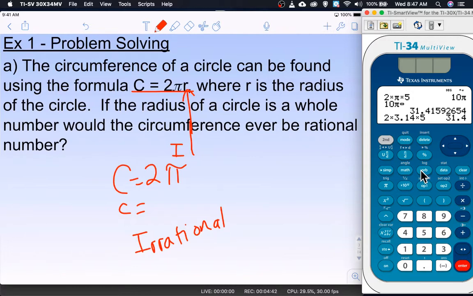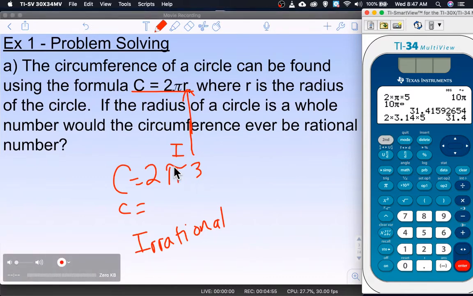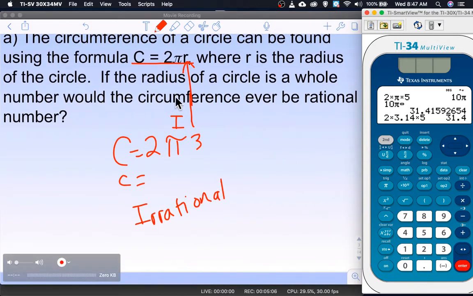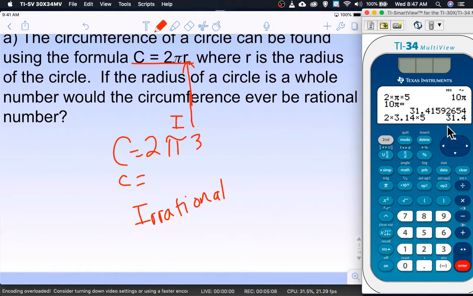And the answer is going to be no. It's never going to be a rational number. Because no matter what you plug in here, I'll do something different than 5, 3, no matter what you plug in, pi is still going to be irrational, and when you take it times these other values, it's still going to be irrational, just a bigger irrational number. So to answer the question, would the circumference ever be a rational number? Nope, it won't. It'll always be irrational.